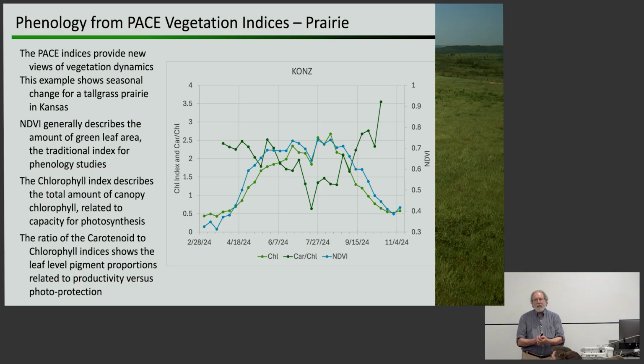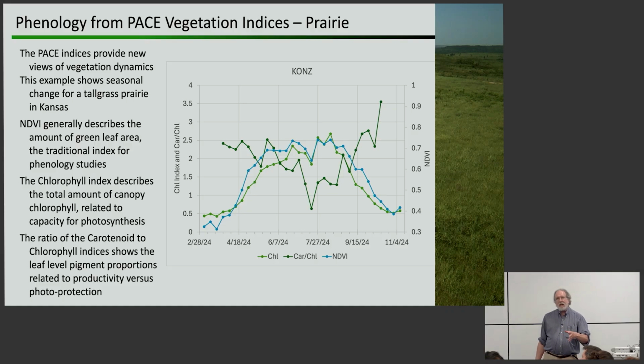So what we can do with these indices now with PACE is we can look at time series of those and look at the dynamics of the system. So this is, again, the example from the Tallgrass Prairie site. There's a little picture, sort of a strip picture of what the site looks like. And the green line on that is the NDVI, and that is kind of normally when we talk about phenology, seasonal change in terrestrial vegetation, we're using NDVI.